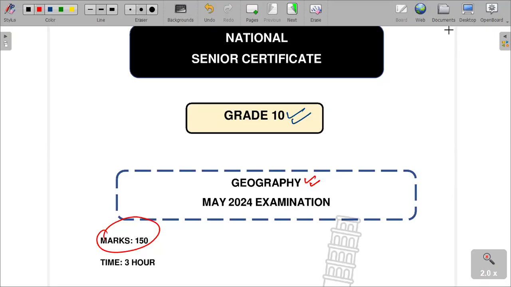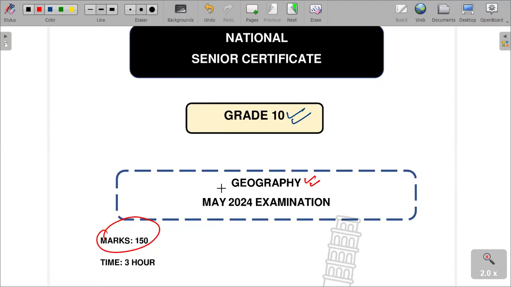So this is an exam paper for May this year, 2024, Geography Grade 10. Note that when question papers are set, they are set based on a collection of various previous papers. So without wasting any time, let us just go through the paper here.